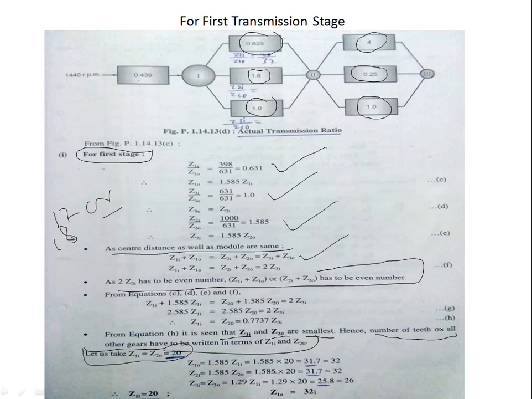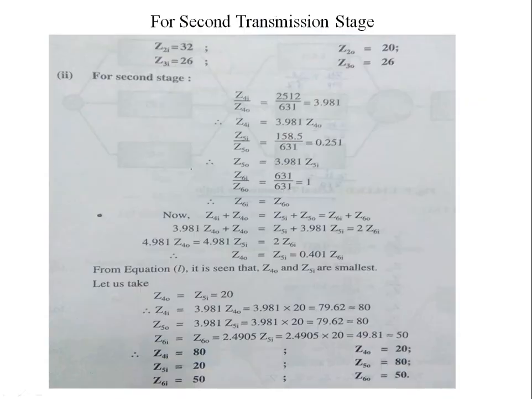Likewise, we will revise the above equation and find the various values of the number of teeth. Then Z2 input is equal to 32, Z2 output is equal to 20, Z3 input is equal to 26, and Z3 output is equal to 26. Likewise, we calculate for the second stage.